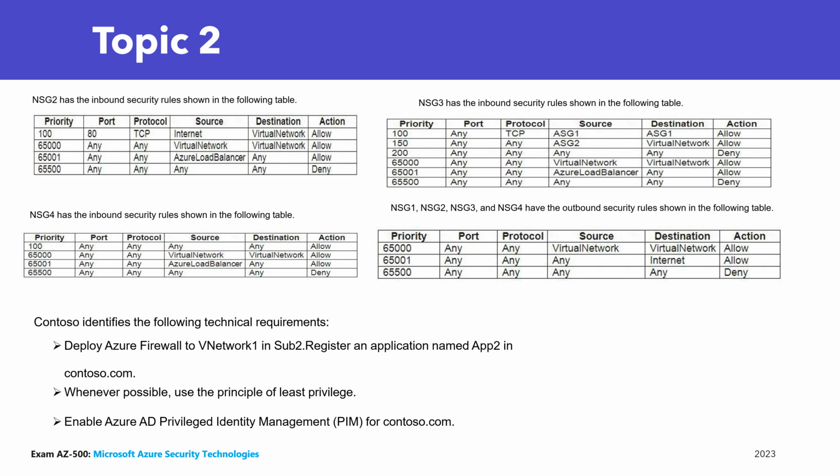Contoso identifies the following technical requirements. Deploy Azure Firewall to vNetwork 1 in Sub 2. Register an application named App2 in Contoso.com. Whenever possible, use the principle of least privilege. Enable Azure AD Privileged Identity Management, PIM, for Contoso.com.